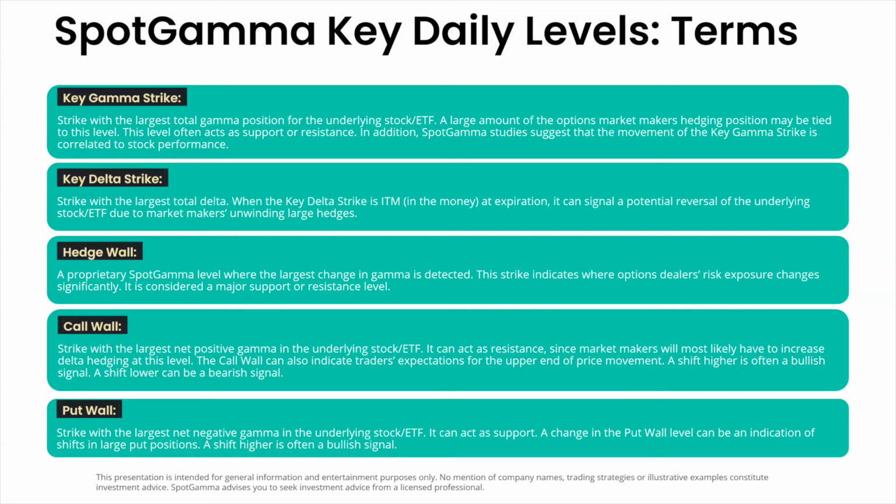The call wall is the strike with the largest net positive gamma. It can act as resistance, since market makers will most likely have to increase delta hedging at this level. The put wall is the strike with the largest net negative gamma, and it can act as support. For more information about these levels, please take a look at the SpotGamma Support Center.